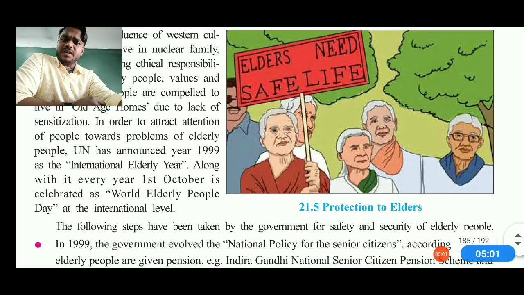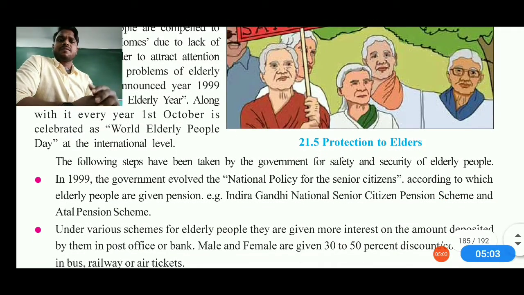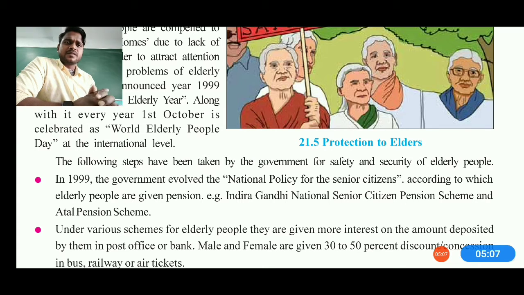Now if we talk about the following steps, these steps have been taken by the government. They are giving pensions, the Indira Gandhi senior citizen pension, as well as pension plan schemes. Adult pensions from the Atal Bihari Yojana plans are also given. Under these various schemes, elderly people are given more interest on the amount deposited in their bank and in post offices, so that they can make themselves relevant and self-reliant at an age when they are not going to work.